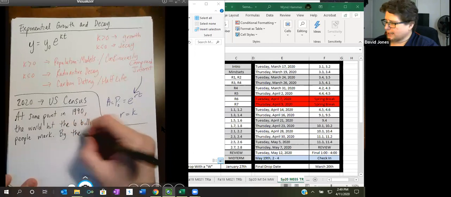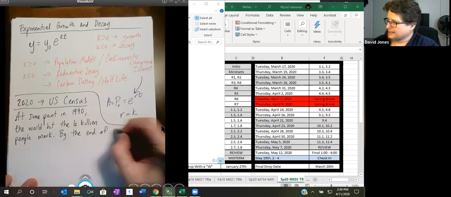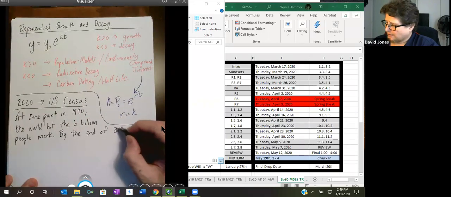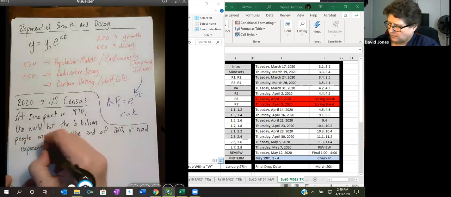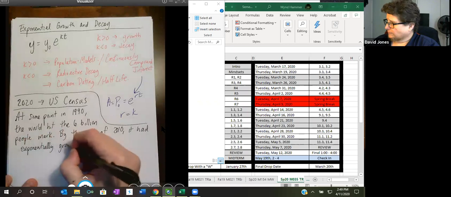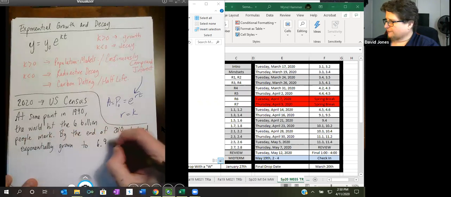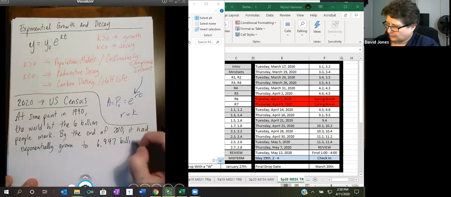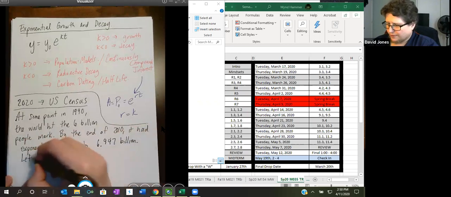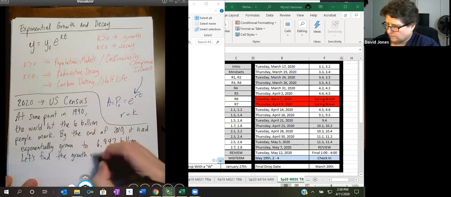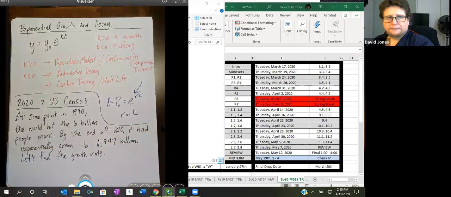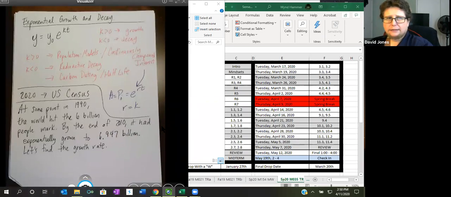By the end of 2010, it had exponentially grown to 6.947 billion. Let's find the growth rate. Okay, I'll leave that up for a little bit so you can write it down.